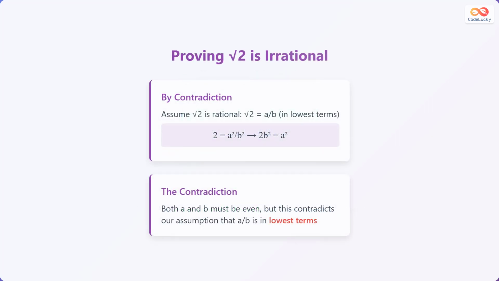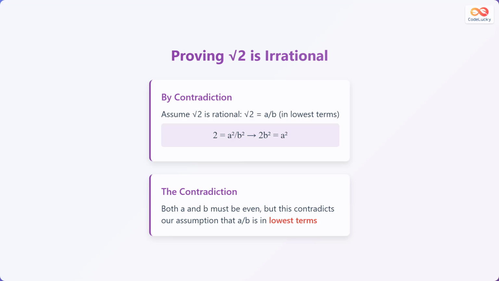Let's briefly explore how we can prove that the square root of 2 is indeed irrational. We can do this by contradiction. First, assume that the square root of 2 is rational and can be expressed as a over b, where a over b is in its simplest form.